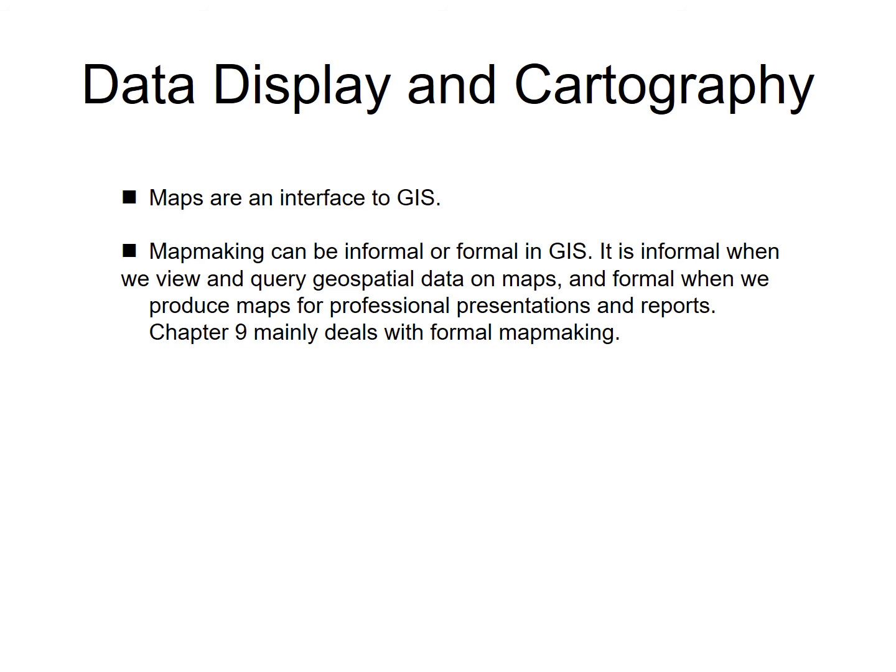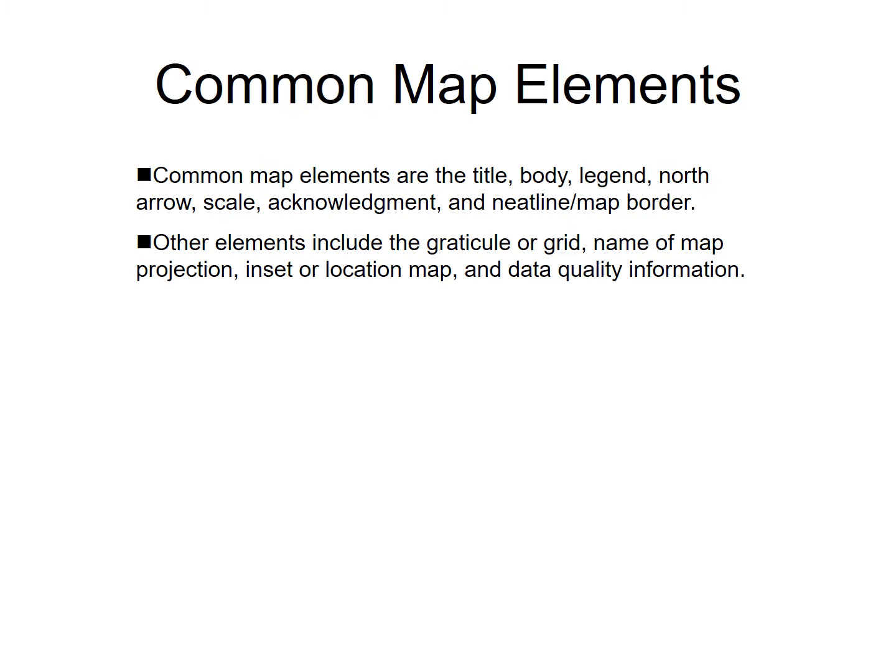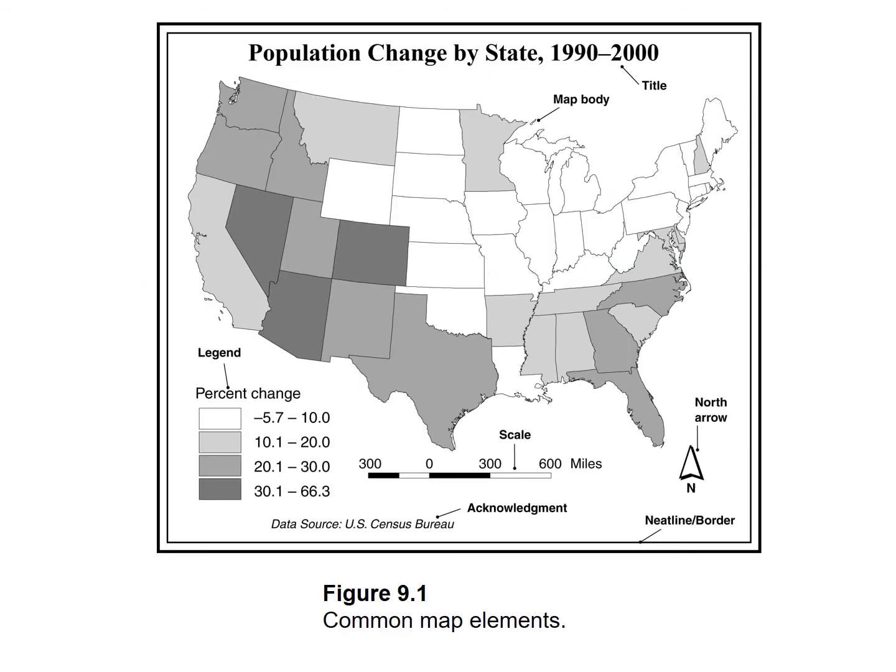You want to make a map, you want to make a good one, certain things you need to do, and you need to do them well. Common map elements are things like the title of the body, the legend, the north arrow, the scale, the acknowledgments, the neat lines, the map borders. Other things can be graticules or grids, the name of the map, the projection, an inset or location map, and any data quality information. This is the kind of thing that I might ask you to name a few of on the exam. This shows what the map elements are and what they look like.